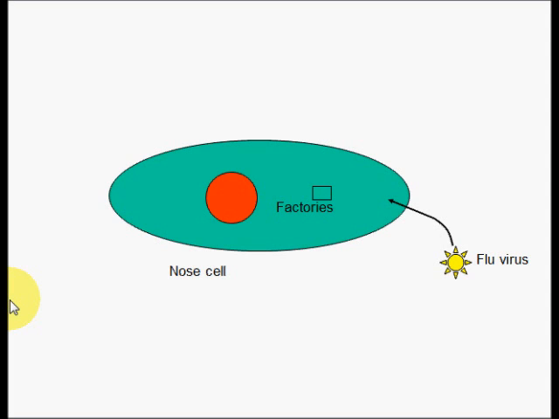We're going to start getting into the immune system here. We're still in non-specific immunity. So we start out with the nose cell and a flu virus. You're basically going to inhale a flu virus into your nose, and this flu virus is going to insert itself into the cell. It's going to get past the cell membrane, the oily layer. So the cell is infected.